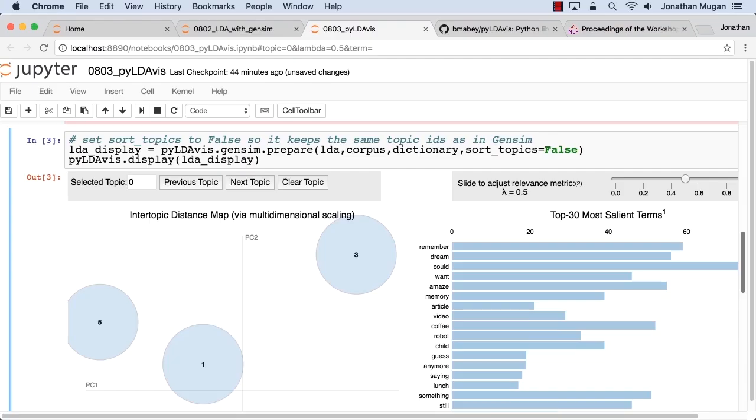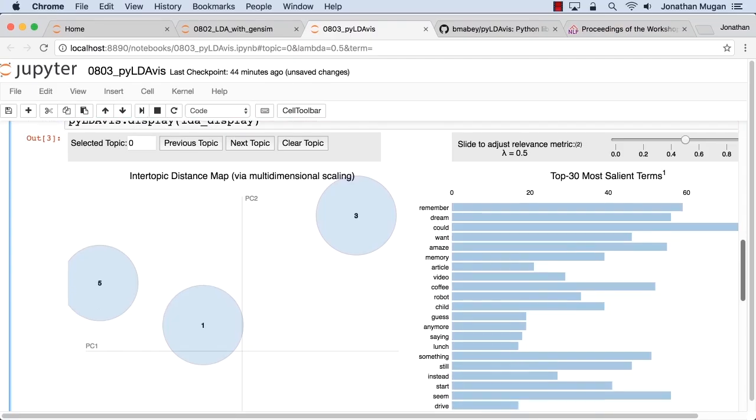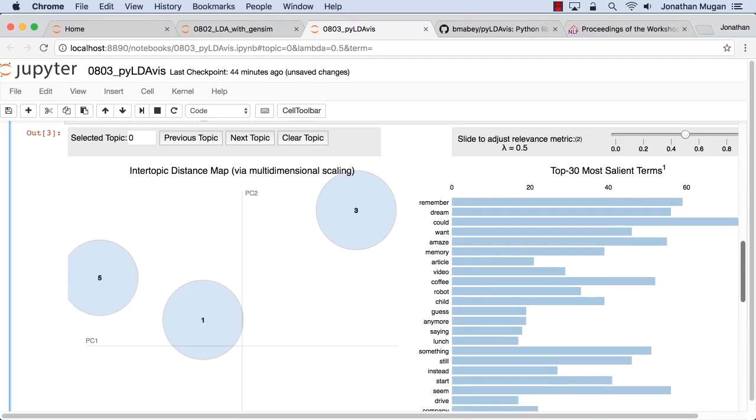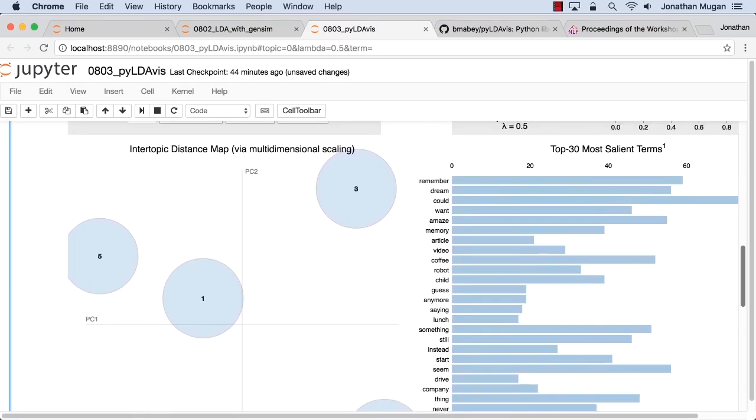First, we get the most salient terms. So what this means is the terms that most kind of tell us about what's going on relative to the topics. And the things look familiar from my tweets that I recall. So I remember, dream, could, want, amaze, memory, article, video, coffee, robot, child, all things I tweet about.